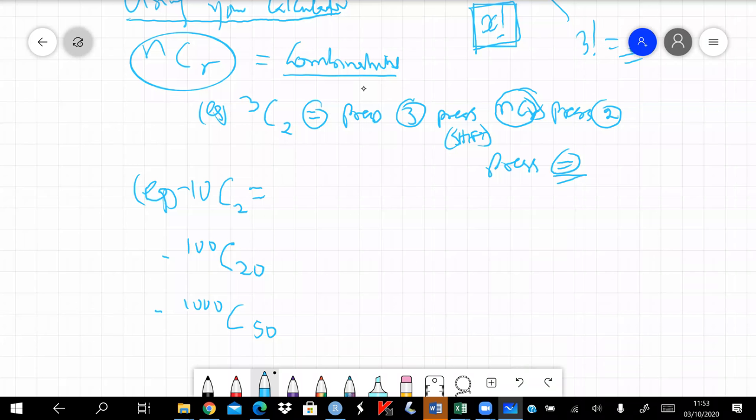In the first scenario, 10 combination 2. Forty-five, correct. Anyone who is not getting 45? Very good. So let's move on. 100 combination 20. You need to multiply by 10 raised to power 20, whatever you have. That decimal value, 5.359, times 10 raised to power 20. So it's a very large number.